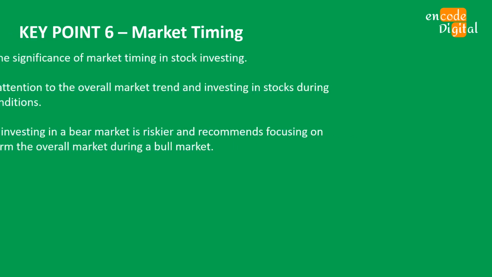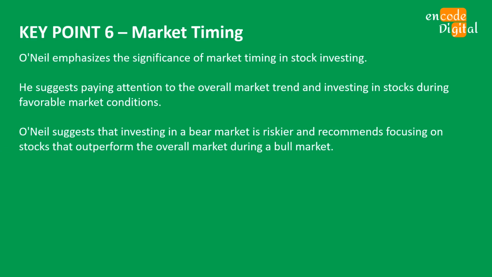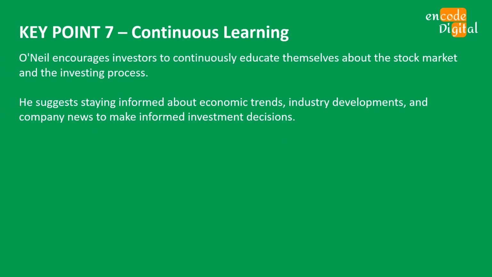Sixth takeaway point is market timing. O'Neill emphasizes the significance of market timing in stock investing. He suggests paying attention to the overall market trend and investing in stocks during favorable market conditions. O'Neill suggests that investing in a bear market is riskier and recommends focusing on stocks that outperform the overall market during a bull market. This brings us to seventh and final takeaway point from the book, which is continuous learning.